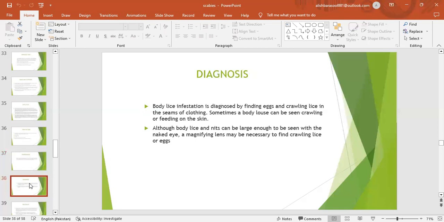Diagnosis: body lice infestation is diagnosed by finding eggs and crawling lice in the seams of clothing. Sometimes a body louse can be seen crawling or feeding on the skin. Although body lice can be large enough to be seen with the naked eye, a magnifying lens may be necessary to find crawling lice or eggs.